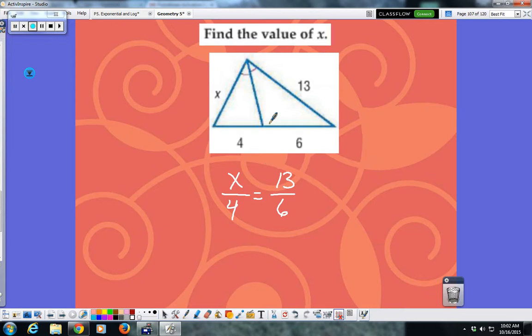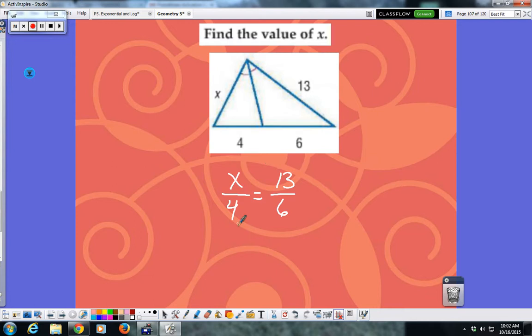Now, could I use scale factors there too? Yeah. From 6 to 13, you could check the scale factor there. It's going to be like 2 point something because 6 times 2 is 12, so it has to be bigger. So you could do 6 times 2 point something, find that scale factor, multiply 4 by the same scale factor, you're going to get the side there. But let's work it this way.